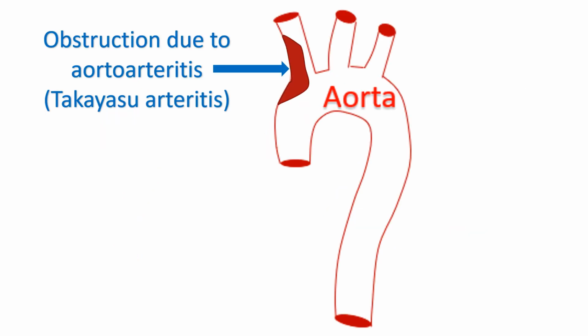Among the arterial diseases, an important variety is obstruction due to inflammation of the aorta, known as aortoarteritis. The disease is also known as Takayasu arteritis after the person who described it. It is also known as pulseless disease, as arm pulses may be absent due to obstruction of the upper limb arteries. It is a progressive disease with more and more arteries getting affected as time passes.